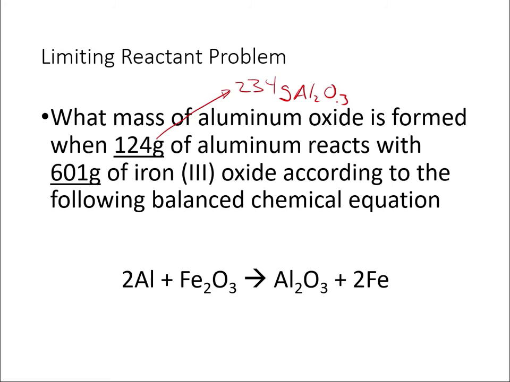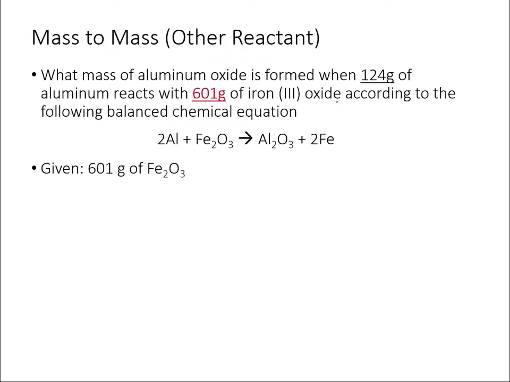So let's check the other one. Just like we checked frames, then wheels, then handlebars, then seats, then pedals, each one in succession, we check each one of them to see how much product we can make. Let's check our iron oxide. Same thing as before. We start with a new given, because now our given is the iron oxide. Our unknown, we're still comparing it to the amount of aluminum oxide we can make, because that's what the question is asking for.